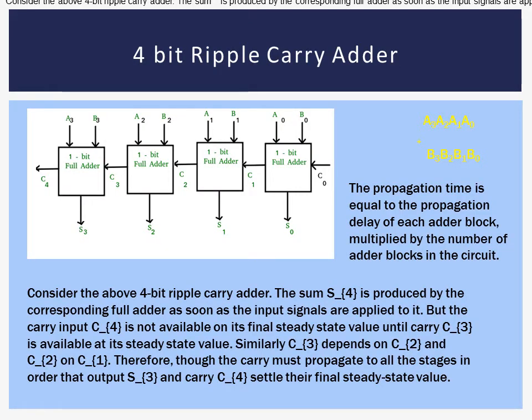4-bit ripple carry adder. This is a digital circuit which produces the arithmetic sum of two binary numbers, and it comprises full adders which are connected in a cascaded fashion. You can see here that the carry in is given to the first adder, the carry out of the first adder is given as an input to the second adder, and the carry out of the second adder is given as an input to the third adder, and so on. In this way, the carry ripples through all the adders, and therefore it is called the ripple carry adder.